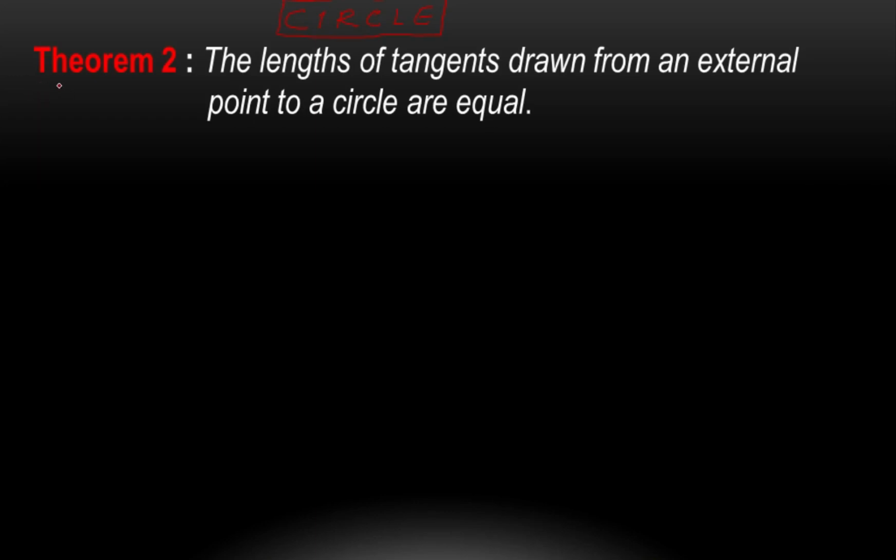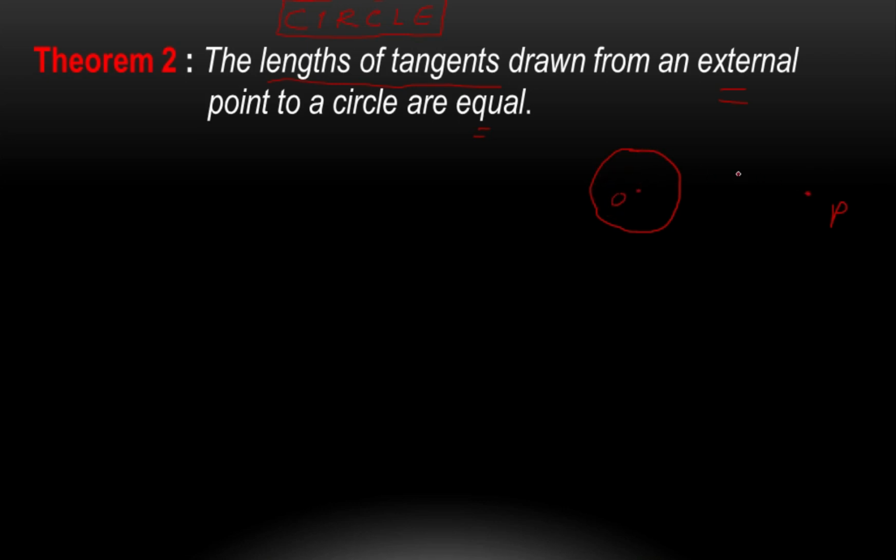The theorem is: the lengths of tangents drawn from an external point are equal. So, we are talking about a tangent and a circle. First of all, we will draw one circle and one external point. Suppose this point is external point P and the center of the circle is O.